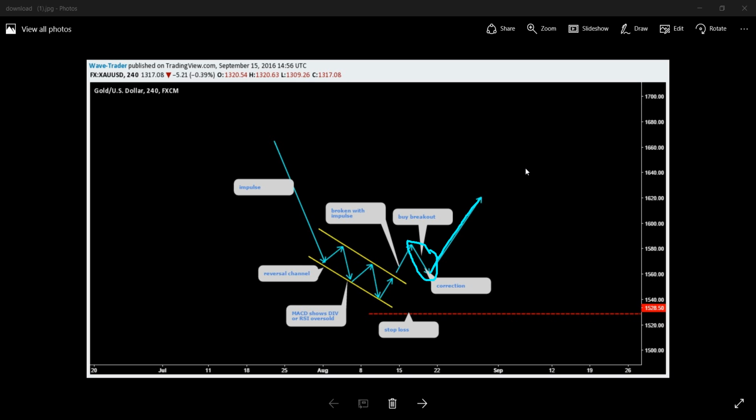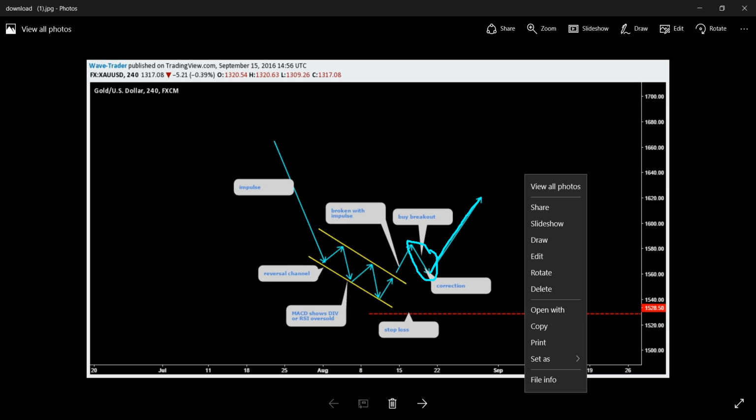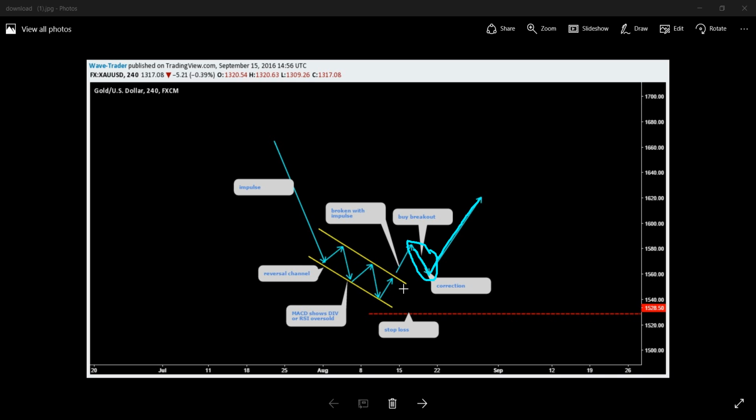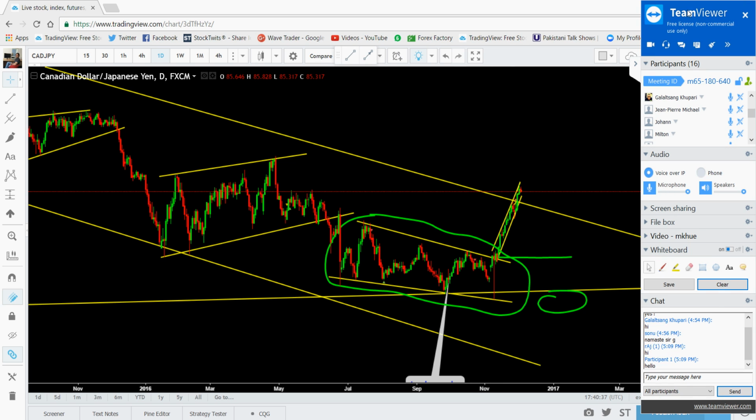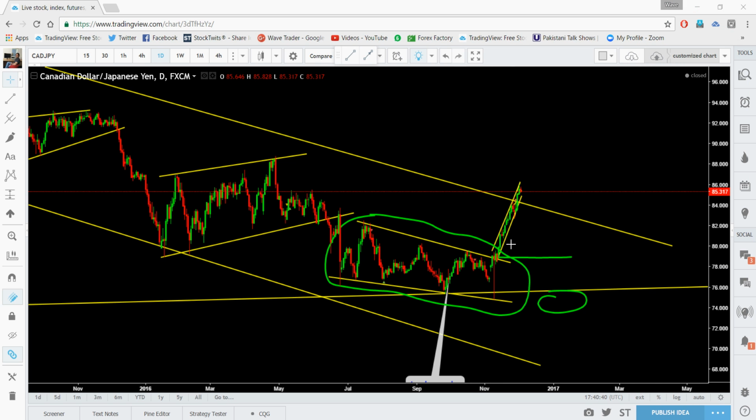Okay, so you know how this trend reversal pattern behaves. And this correction can come up to this level. So we are anticipating that if we see this correction, it can come up to this point on CAD-yen. And if so, then this is going to be a nice trade. So this is the trade we are looking for.